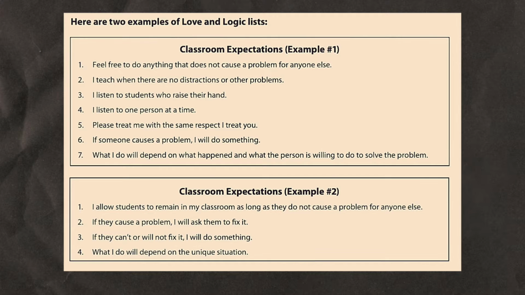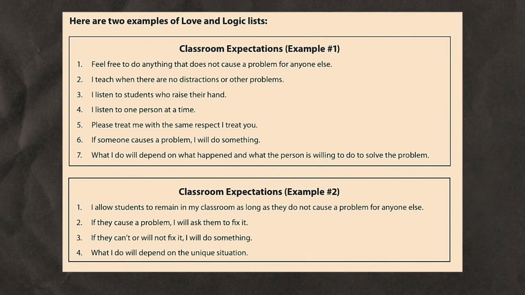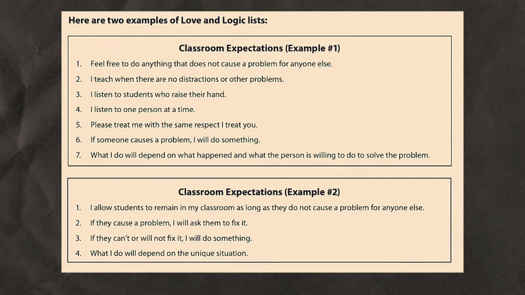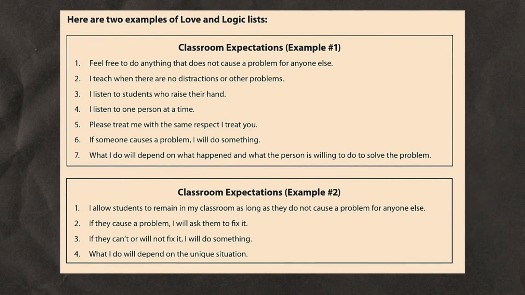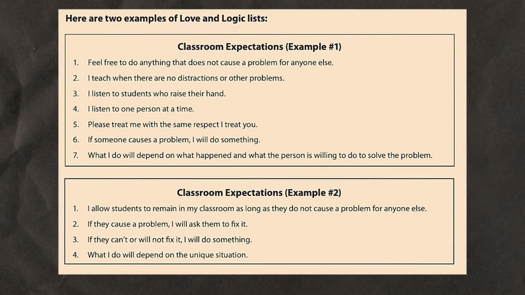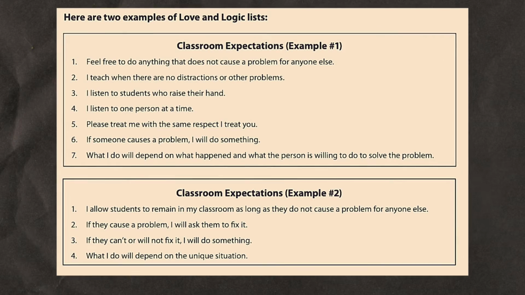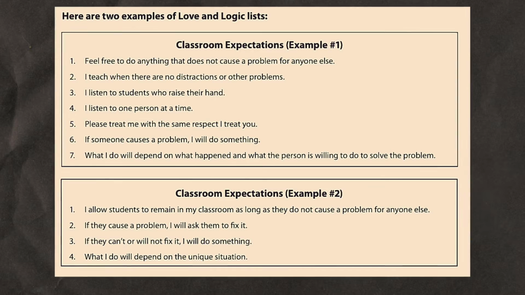Here are some examples of expectations that we can establish in the classroom to encourage the Love and Logic philosophy. Most of the time, a child's psychology is seeking to build connection and gain approval from their teachers. By laying out your exact expectations on day 1, students will have the formula needed for building that connection and approval in the future. Some of my favorite examples from this list are: I allow students to remain in my classroom as long as they do not cause a problem for anyone else.